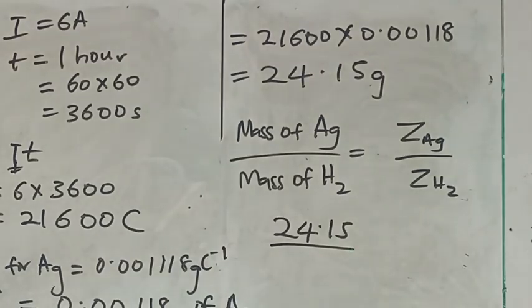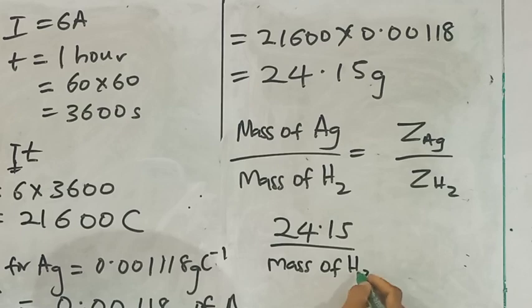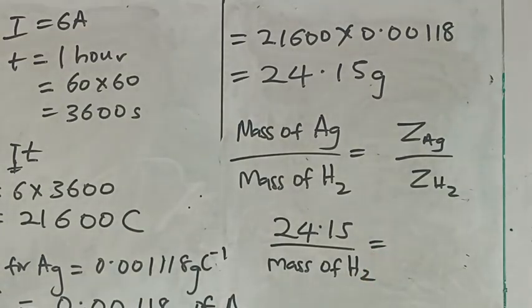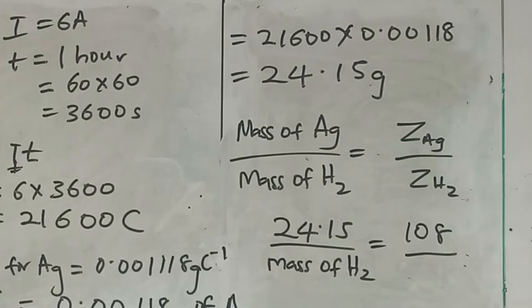Remember that mass of hydrogen is what we are looking for. Mass of hydrogen is the unknown. Then equivalent of silver, 108. And that of hydrogen is 1. Remember your chemistry. This has to do with physics and chemistry.